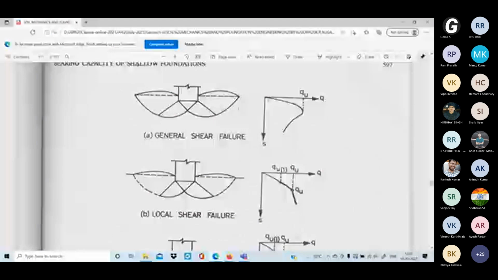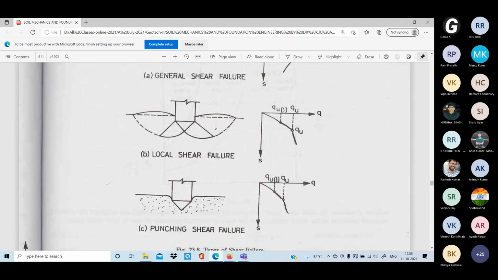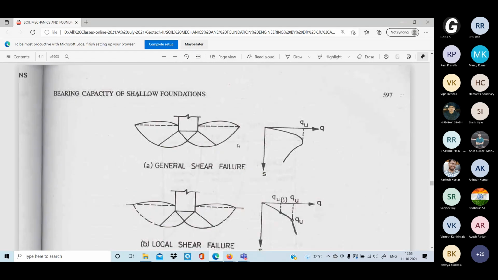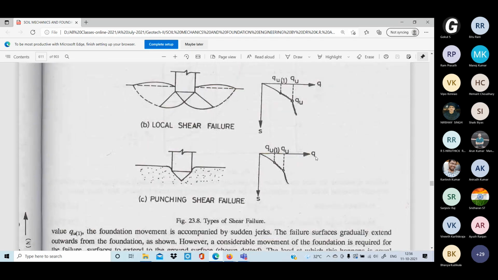So how does it look? Here the failure would be sudden. Here there would be a jerk, and there would be some movement of the footing downwards, then it fails, okay, and the same way you observe the heave over the foundation. Here there would be punching, there is no heave of the soil here, directly punching. And as I said, these local and general shear failures are important. General shear failure occurs in dense sand, this one would be in medium, and this would be in soft.